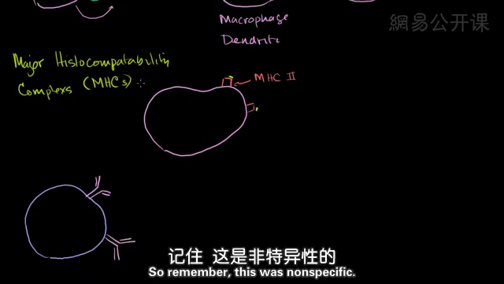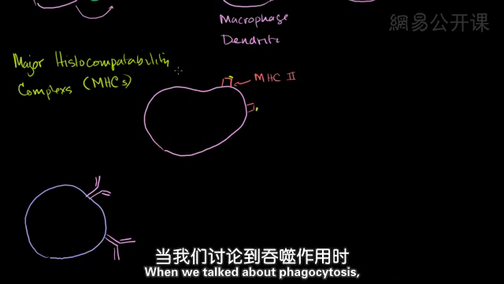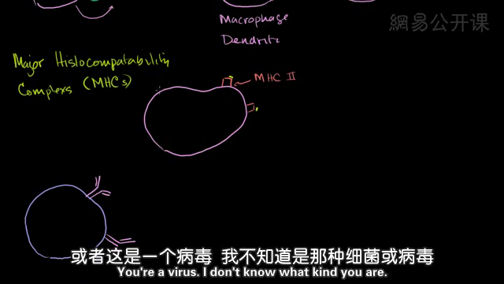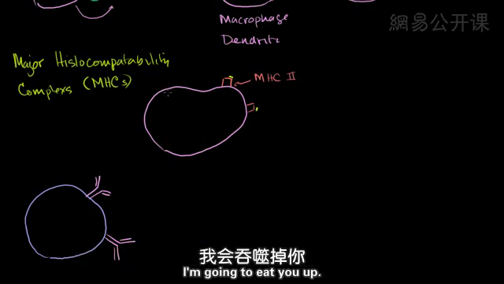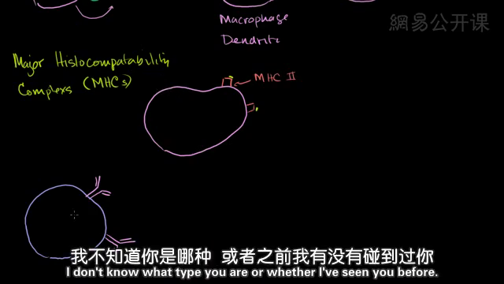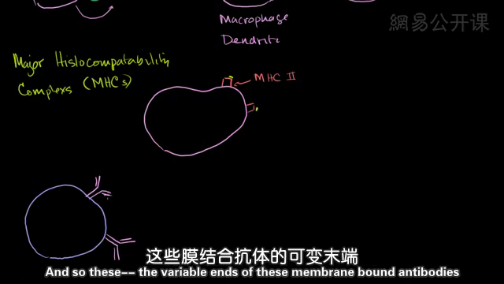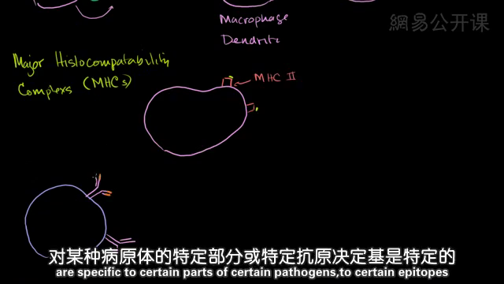So remember, phagocytosis was non-specific. These guys just said, hey, you're a bacteria, you're a virus. I don't know what kind you are. You look shady. I'm going to eat you up. I don't know what type you are or whether I've seen you before. When we're talking about B cells, we're talking about the adaptive or the specific immune system. And so the variable ends of these membrane-bound antibodies are specific to certain parts of certain pathogens, to certain epitopes.